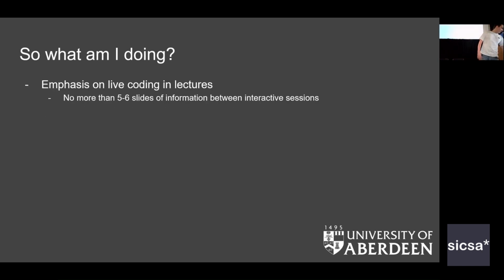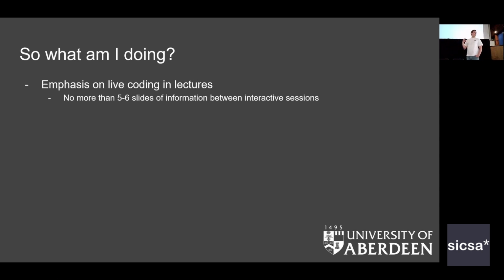So I teach Programming 1, Object-Oriented Programming. I teach a lot of different programming courses that teach varying levels of programming. I really try and put an emphasis on live coding in the lectures. Another thing that I've heard someone talk about recently is that people these days can't pay attention for more than 5 minutes, etc.